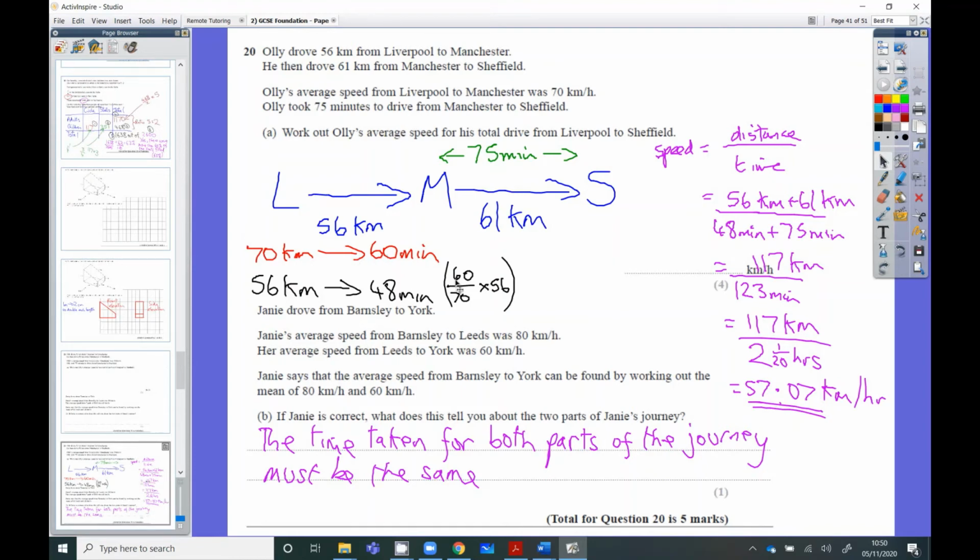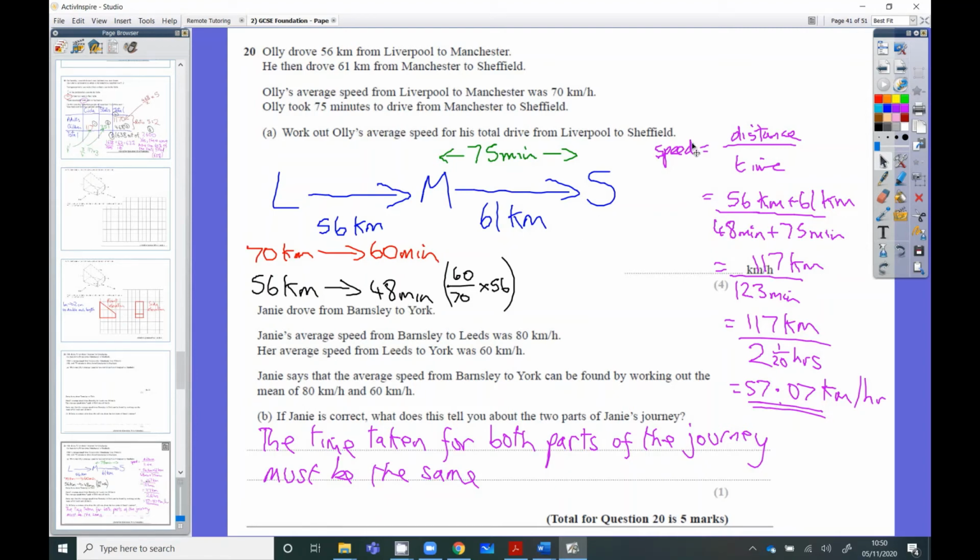Okay, or in other words, I've taken my 56, multiplied it by 60, divided by 70, the same thing. We end up with 48 minutes. So I now know the distance and time for each of the components of the journey. Okay, 3 of them were given to me, and I've just worked out this was 48 minutes.